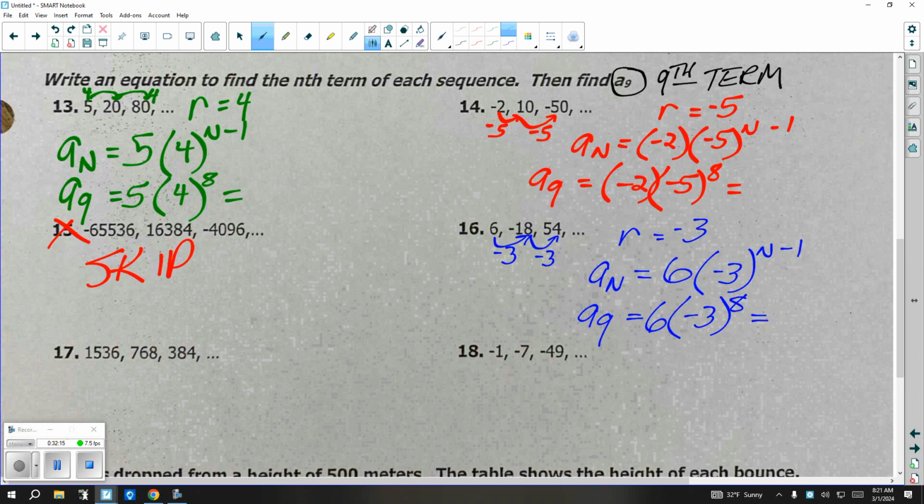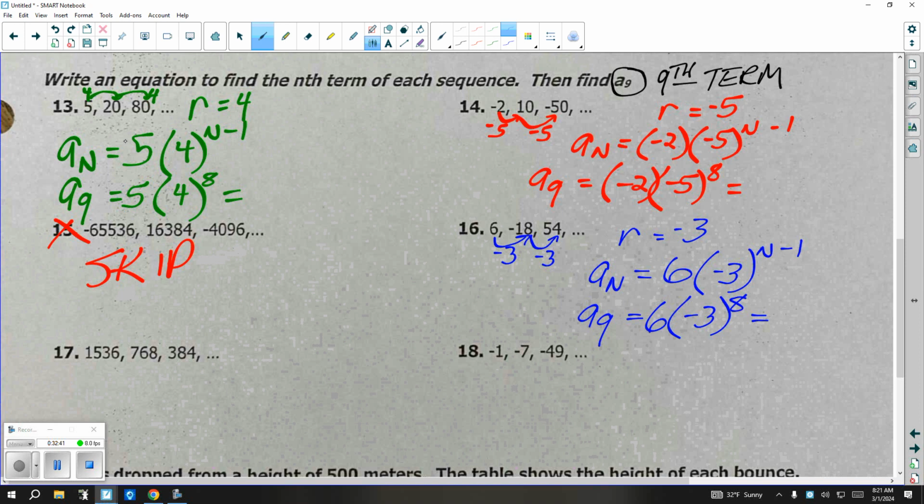By the way, number 14 is a really big negative number, like a really big negative number. And number 13 is a really big positive number, like in the 100 or the 300,000 range, right? It's a really big number. That's how fast those numbers get big.